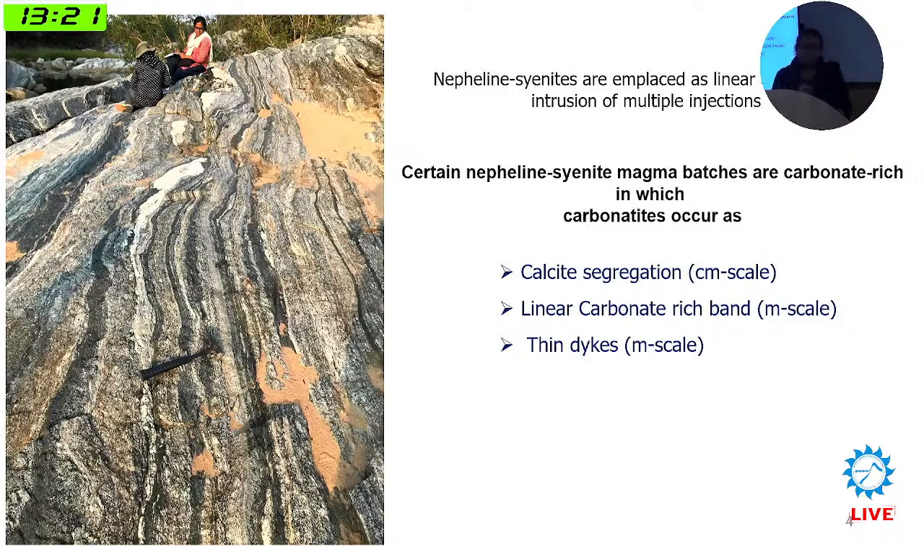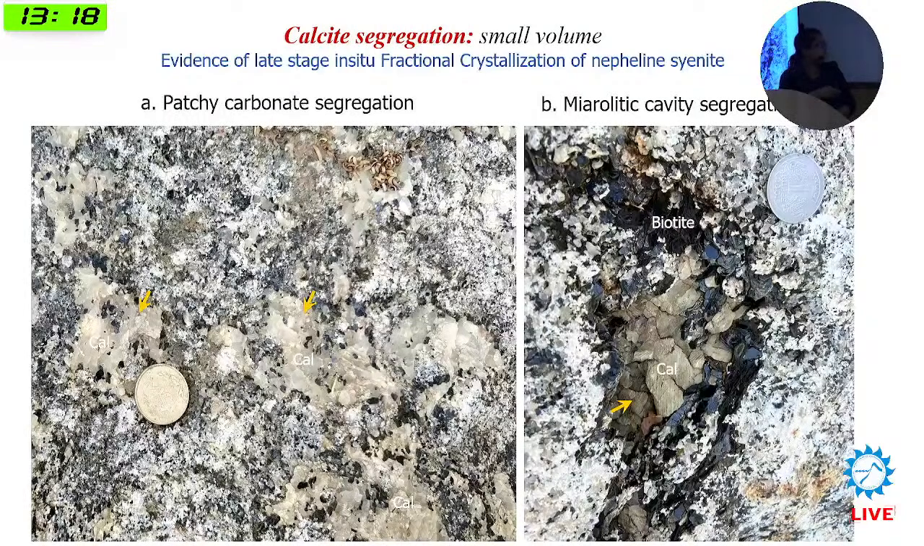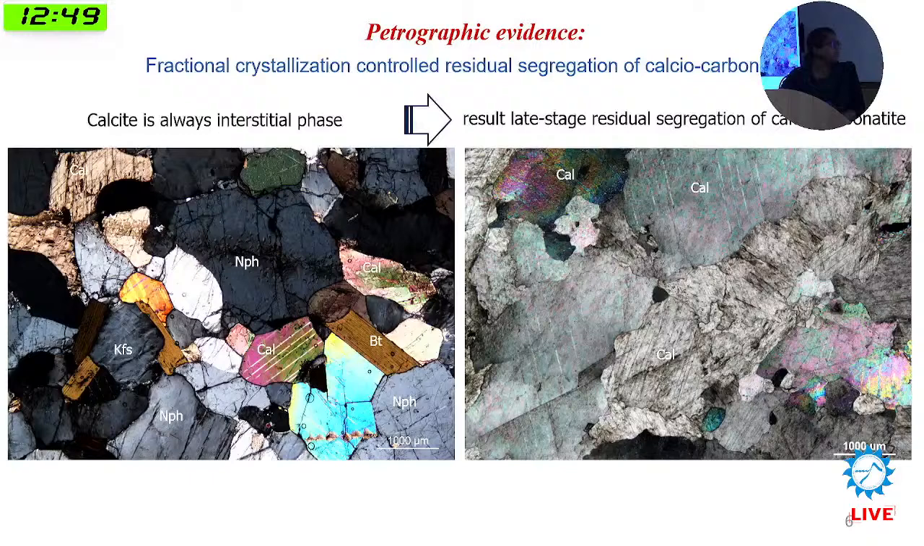Now coming to their field evidences, small patches, centimeter scale patches, are embedded in the nepheline syenite. At the same time, we are getting some calcite segregations which are mantled by biotite. It looks like a miarolitic cavity in granite. So these two evidences are suggesting that nepheline syenite is able to fractionate the carbonatite melt, which is forming the calcite segregation, which is further supported by our petrographic studies where we can see biotite or hornblende, both in the nepheline syenite, carrying calcite as an interstitial space.